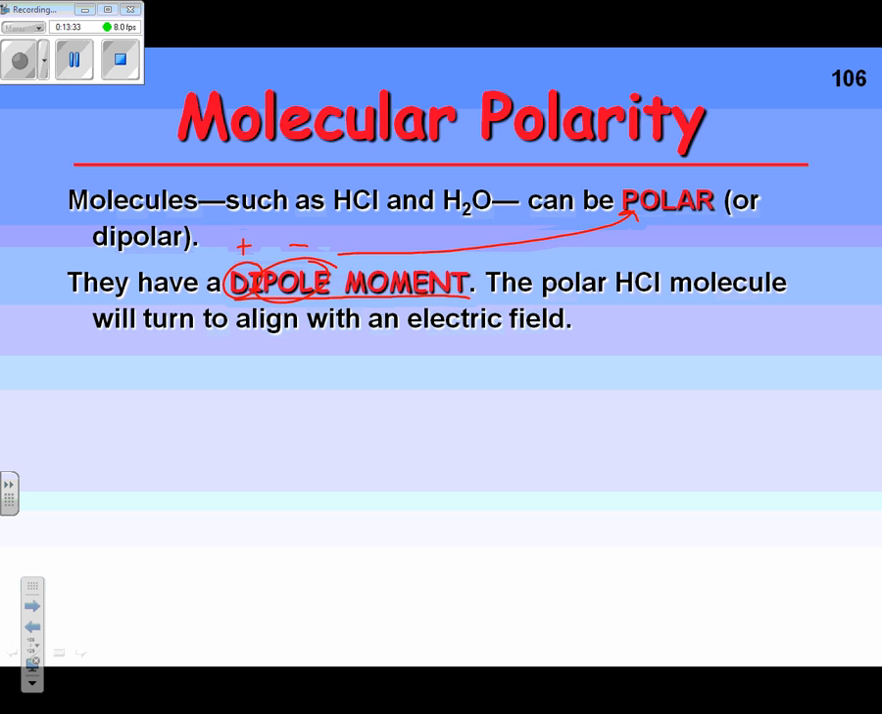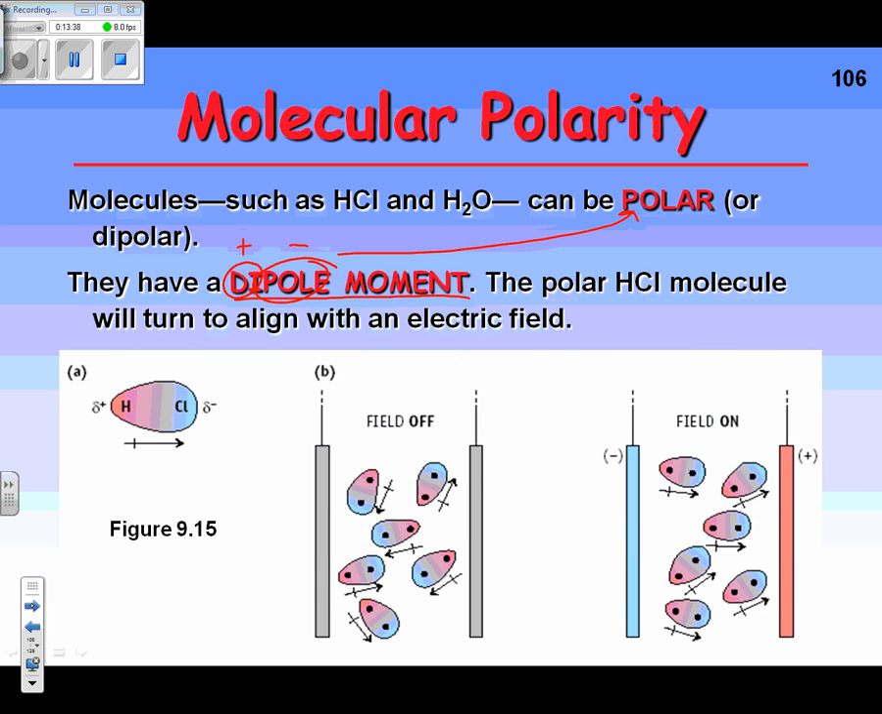If we look at a hydrochloric acid molecule, it will turn to align with an electric field. So we have this polar molecule here with its partial negative end with the chlorine and partial positive here. The molecules are all mixed up, but if we turn the electric field on, all of a sudden, all of the chlorine atoms, the side with the arrow, align and are attracted to the positive end, and all of those slightly positive hydrogens are attracted to the negative end of the electric field.